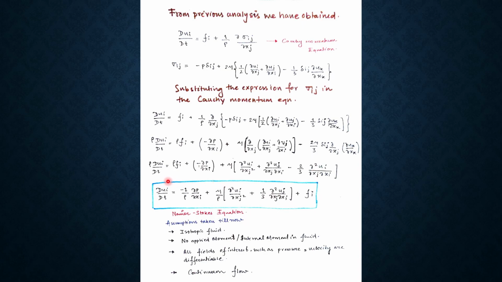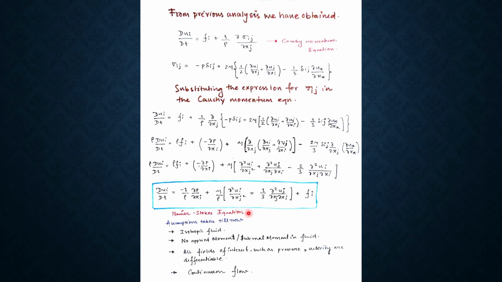And this over here is something that's called the Navier-Stokes equation, without any approximations regarding the compressibility of the fluid as of now. It is the material derivative of u_i equals minus 1 by rho del p by del x_i plus mu by rho. This becomes something known as the kinematic viscosity, represented by the symbol nu, del square u_i by del x_j square plus 1/3 of del square u_j by del x_j del x_i, and finally the specific body force.